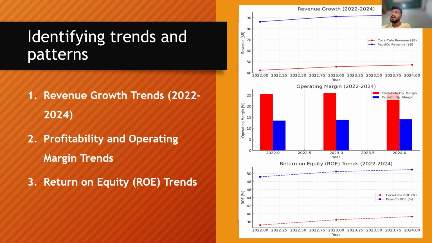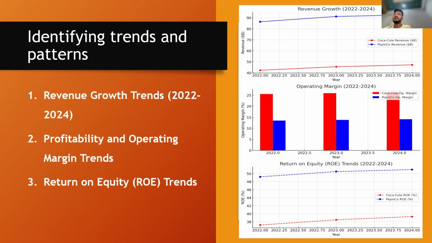Margins have improved slightly from 25% in 2022 to 26.3% in 2024, suggesting operational efficiency and effective cost management. For PepsiCo, lower operational margins, that is 14% compared to Coca-Cola's, mainly due to higher operational expenses in R&D and logistics. Margins increased from 13.5% in 2022 to 14.1% in 2024, reflecting cost-saving measures and efficiency improvement.